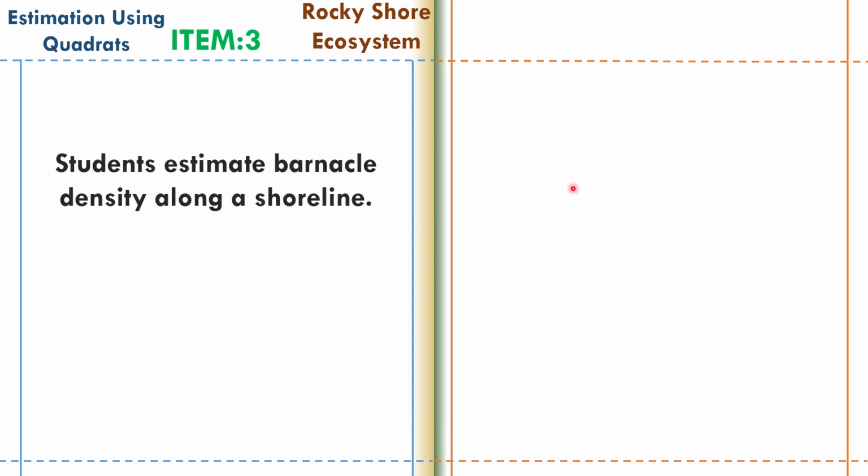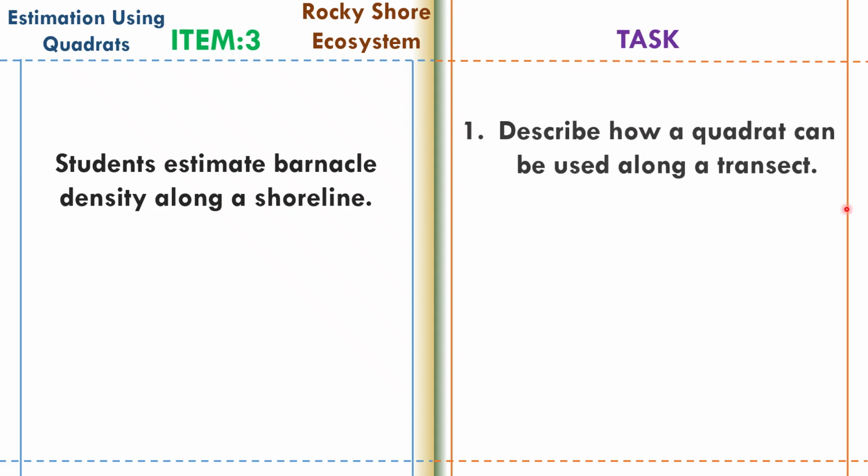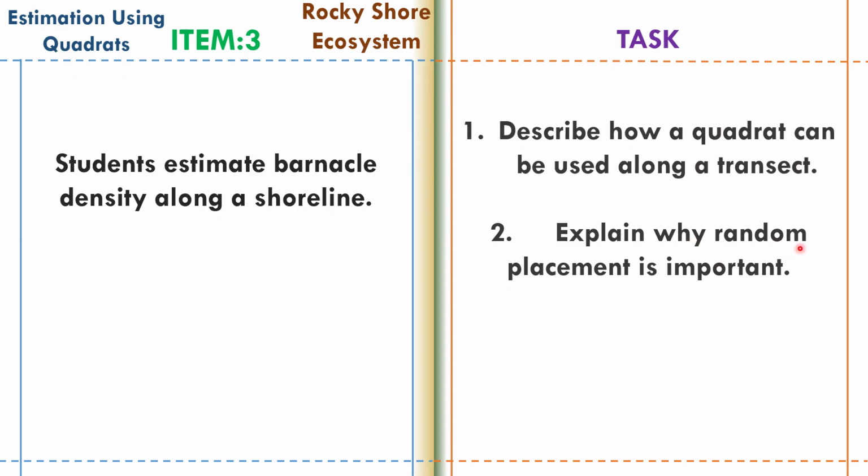Now let us go to estimation using quadrants, item 3. We shall look at the rocky shore ecosystem. Students estimate barnacle density along the shoreline. Task: describe how a quadrant can be used along a transect. Explain why random placement is important.